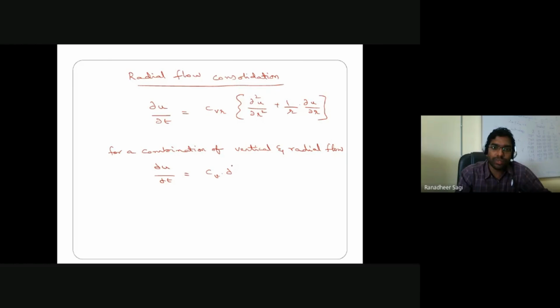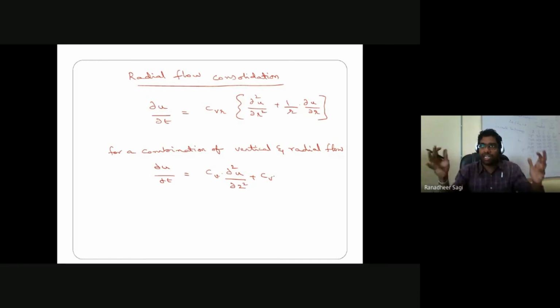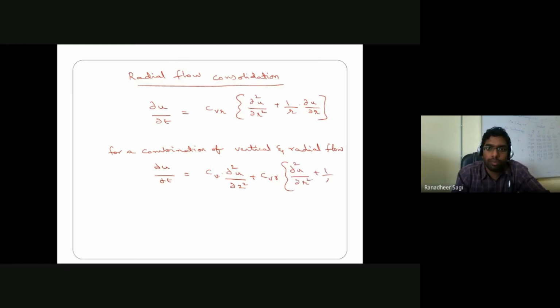Cv into ∂²u/∂z², plus, because of the effect of the vertical drain, because of the effect of water particles traveling in the radial direction, ultimately to finish off your process of drainage, Cvr into ∂²u/∂r² plus 1/r into ∂u/∂r. So what has happened?